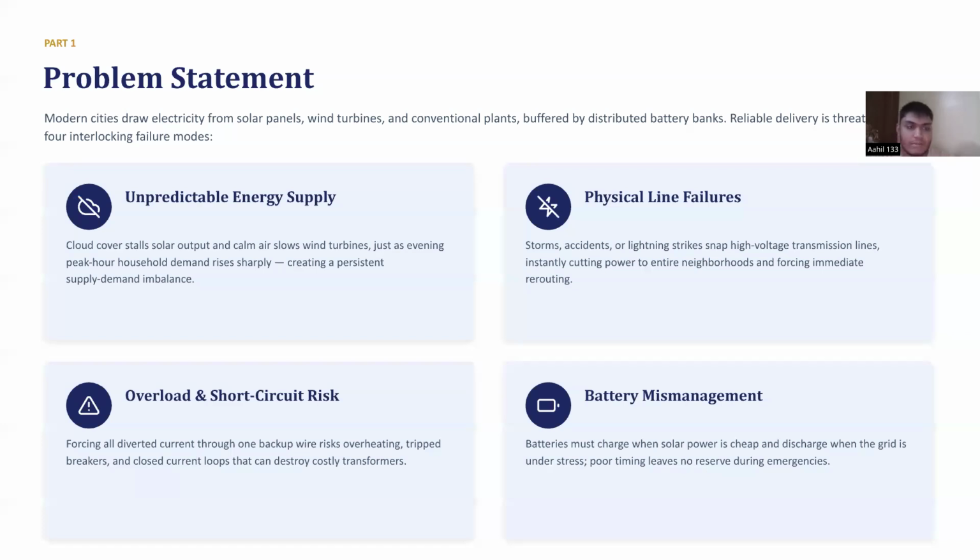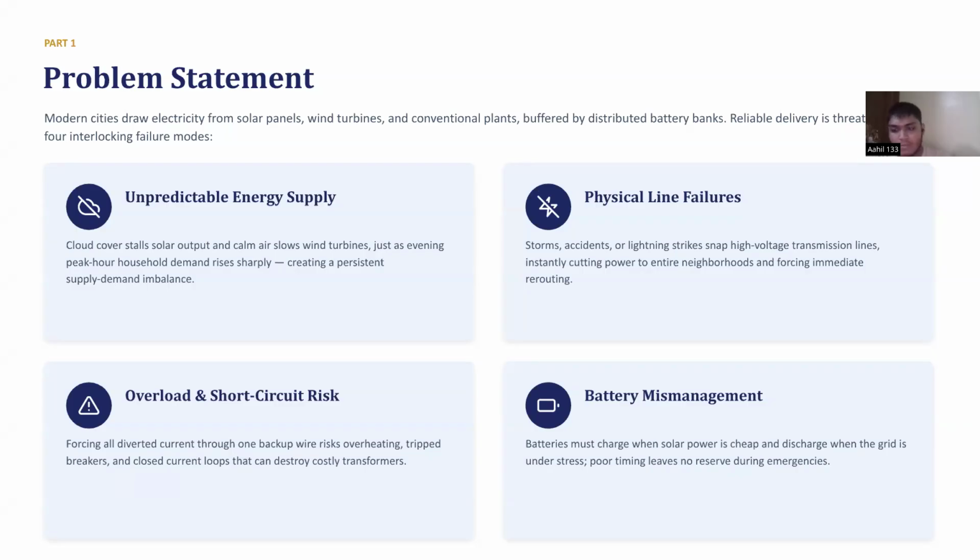So as you can see here, I have written about the problem statement. So modern cities draw electricity from solar panels, wind turbines, and conventional plants buffered by distributed battery banks. Reliable delivery is threatened by four interlocking failure modes. So the first of them is an unpredictable energy supply.